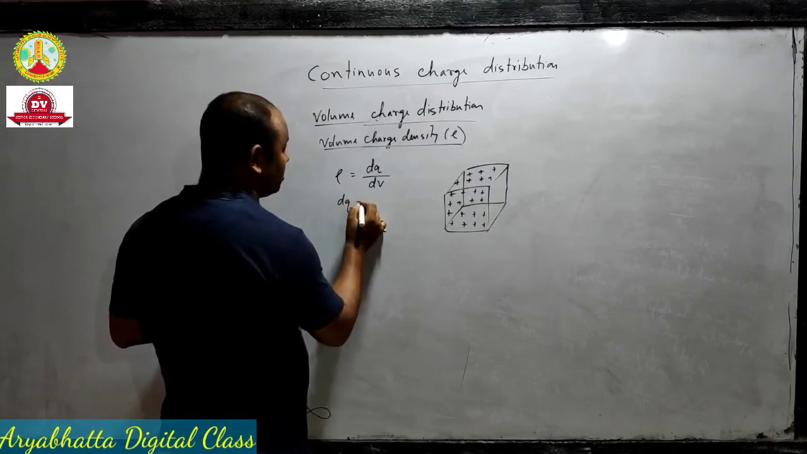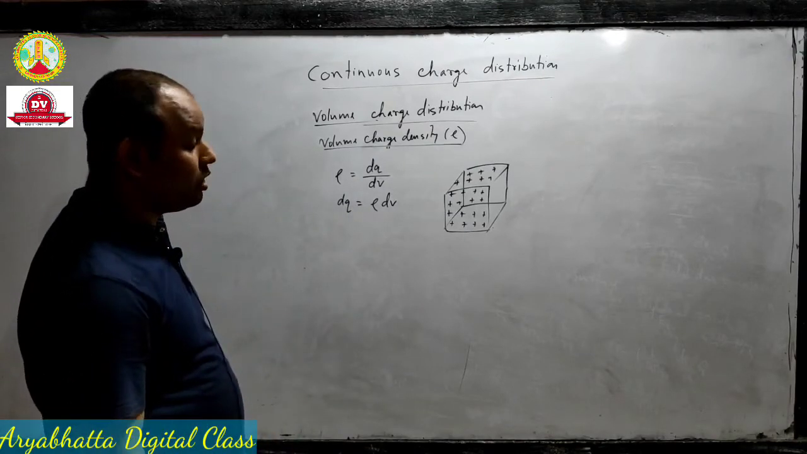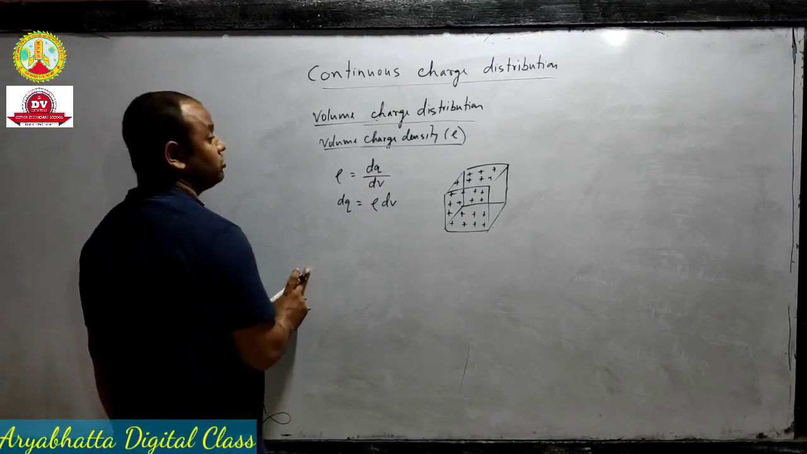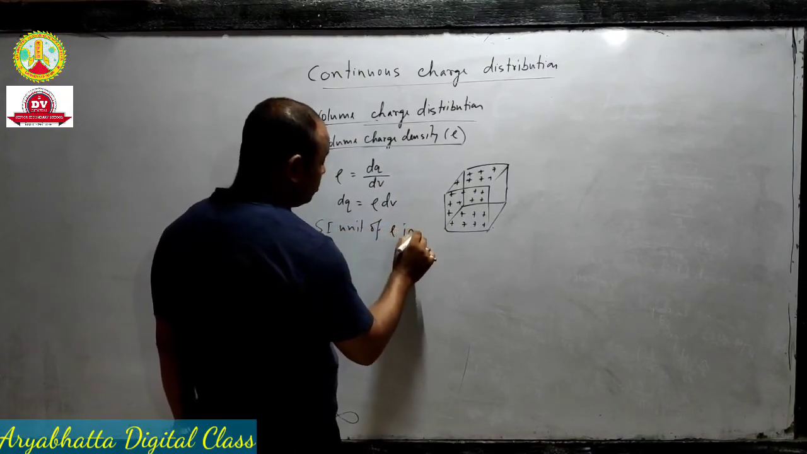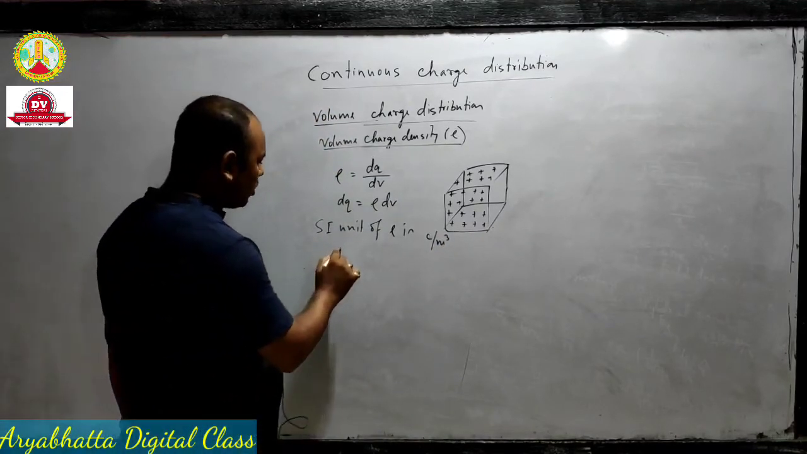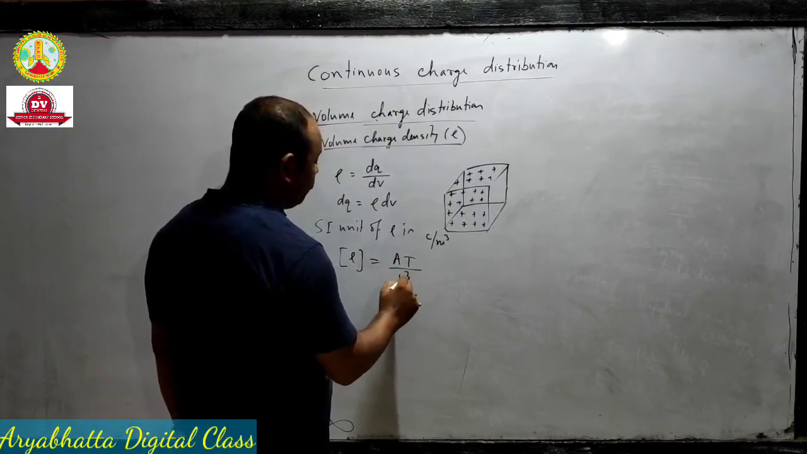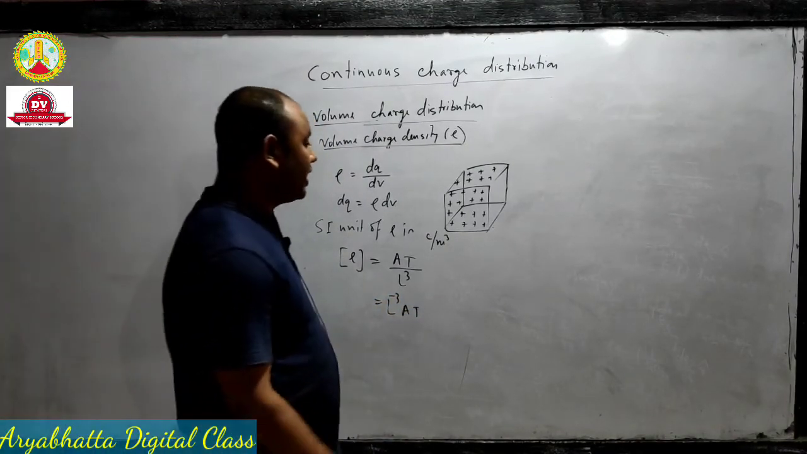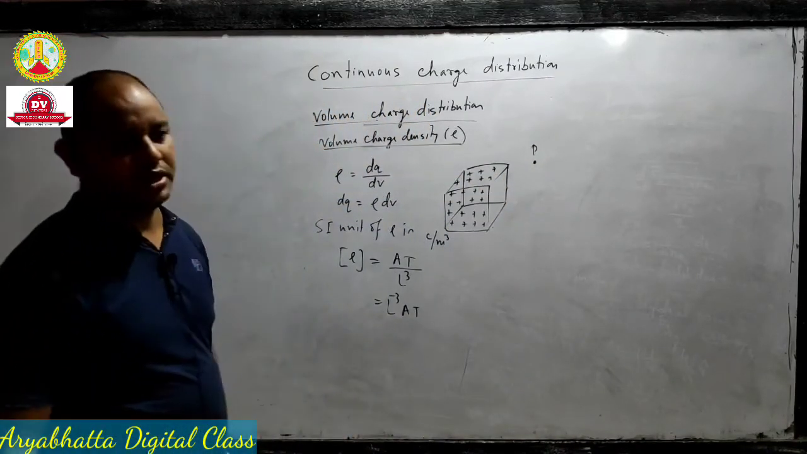Therefore dq will be rho into dv. dq is the amount of charge contained in a small volume element dv. The SI unit of rho, or volume charge density, is coulomb per meter cube. The dimension of rho is the dimension of coulomb, which is AT, divided by L cube, so it is L to the power minus 3, AT. Now you are going to calculate the electric field at this point P due to this volume charge distribution.